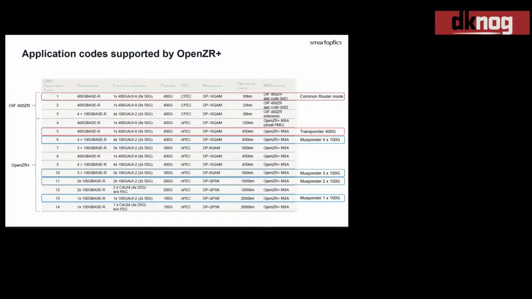Why do you want to divide it into 4 by 100? Well, it provides an excellent migration plan. Because what you can do here now is, if you build a network very similar to what Johan explained, you have 400 gig capable routers sitting in your head-end side or a central office, and you have 100 gig capable routers further out in your network.